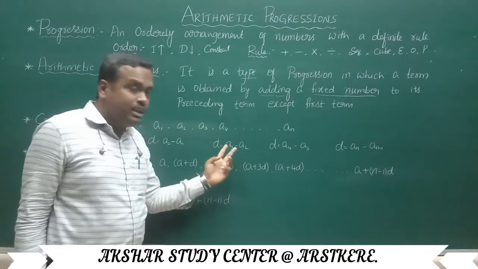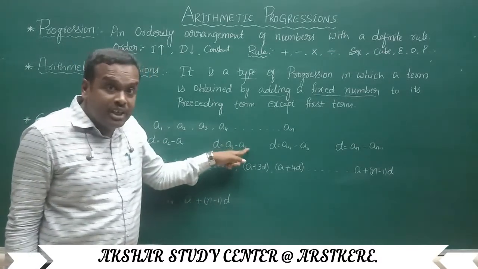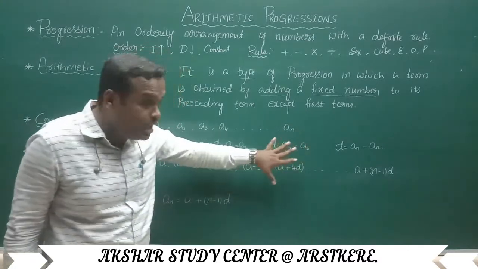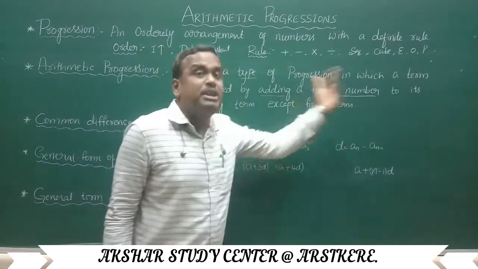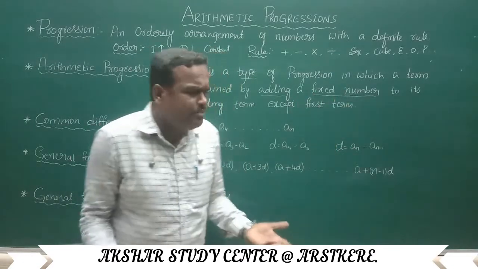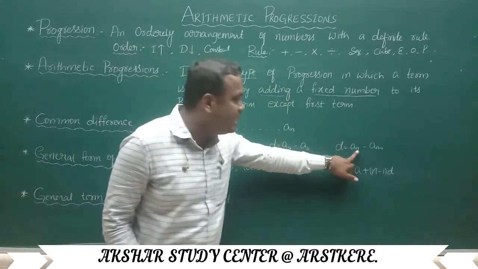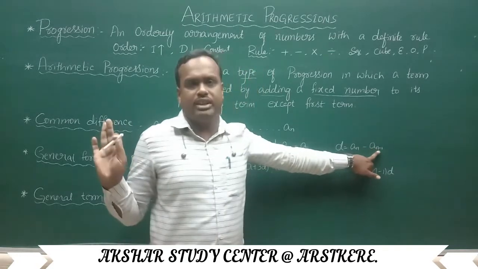Next, the difference between a term and its previous term. A3's previous will be A2. A4's previous will be A3. In the same way, if I take the last term An, what is its previous? Very simple. Its previous means one less. An is the last term, so its previous is An minus 1.